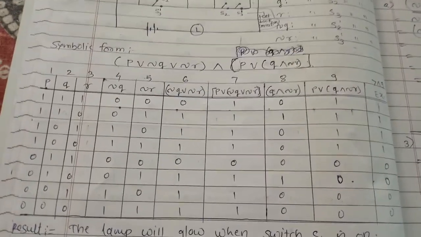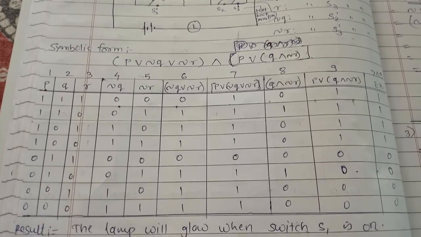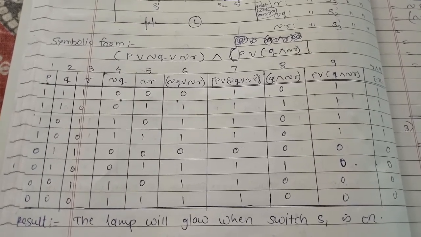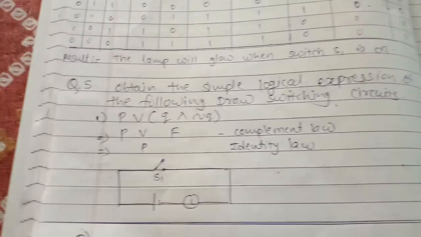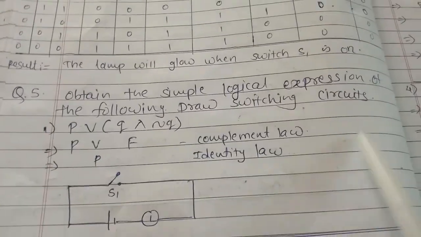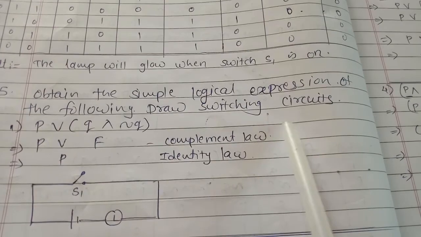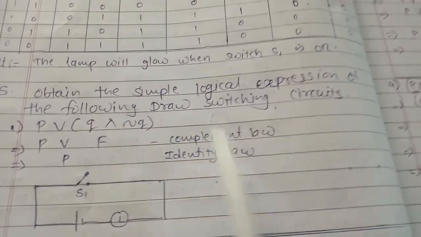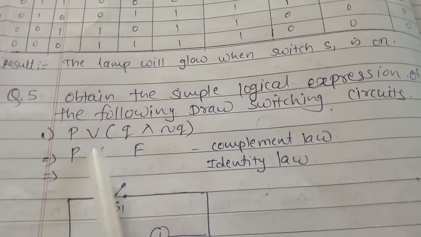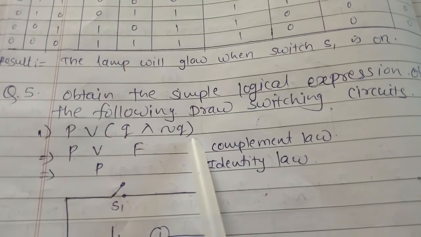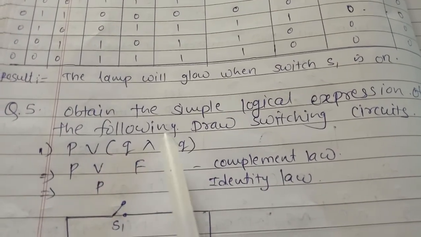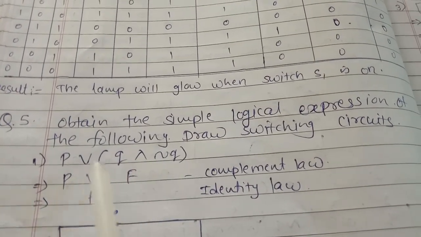Next, see the question number 5. Obtain the simple logical expression of the following and draw switching circuits. So you are given, P disjunction, Q conjunction, negation Q. So first we have to convert it into the simple circuit.